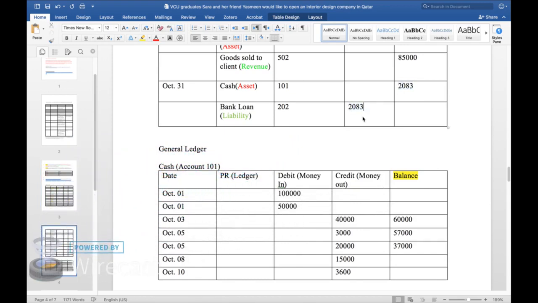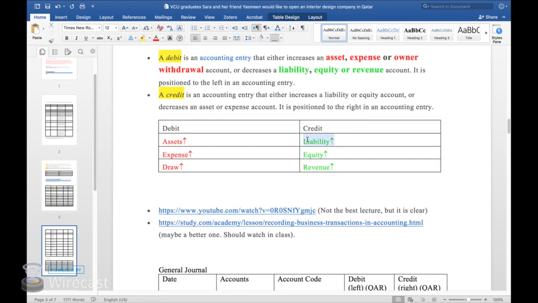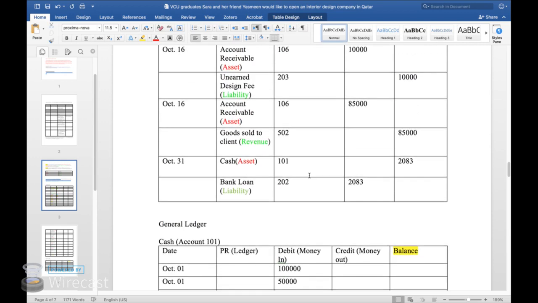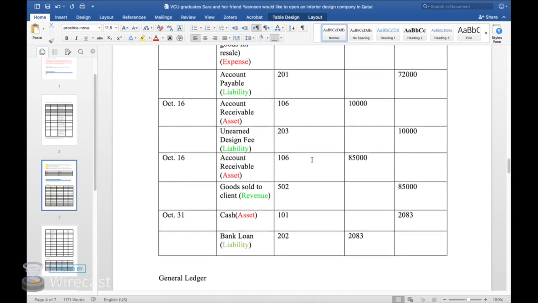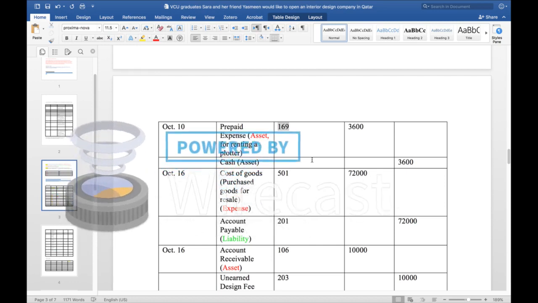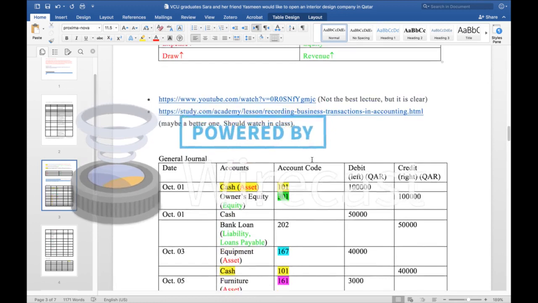Liability reduced, because we used to owe this much, but once we paid back, the liability is reduced. That is going to be in the debit, because liability increase is in the credit, but its decrease is in the debit. So we just need to understand each transaction: which two of the accounts are affected, and what type of accounts.